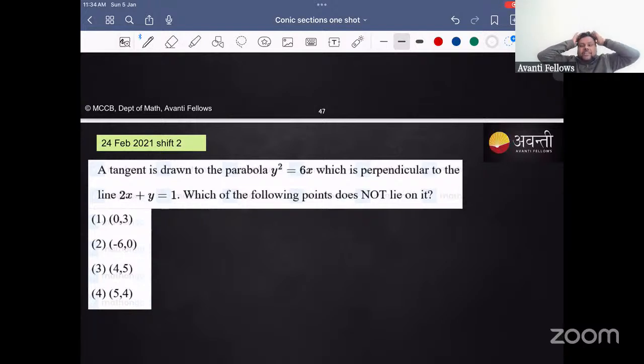See, tangents are drawn to this which is perpendicular to this line. So a line is given to you, you know its slope. So you must be knowing the slope of line perpendicular to this. And you know the slope, then you know the tangent y equal to mx plus a upon m. Quickly give it a try. All right, I'll do it for you.